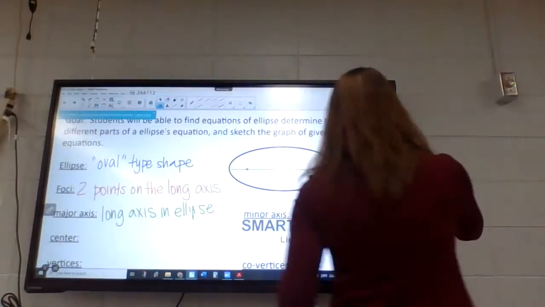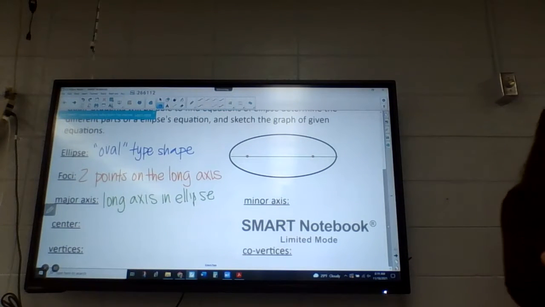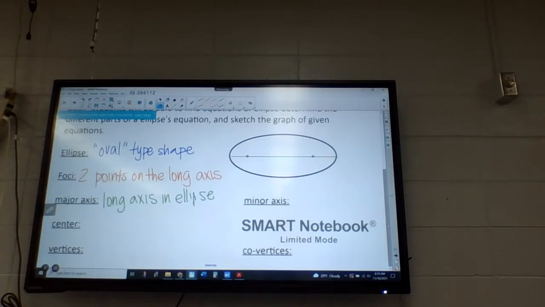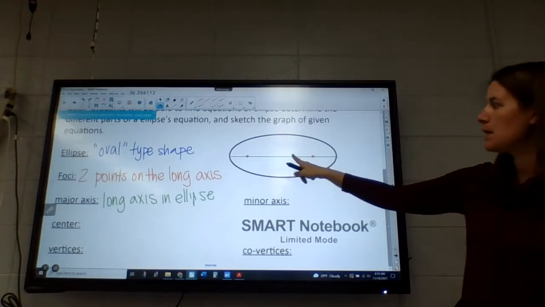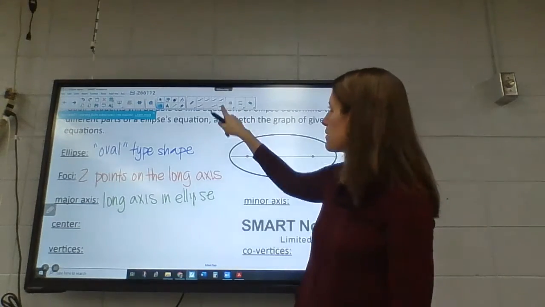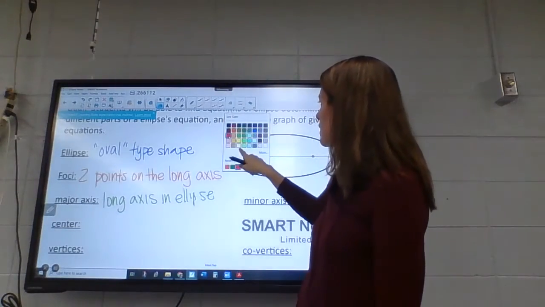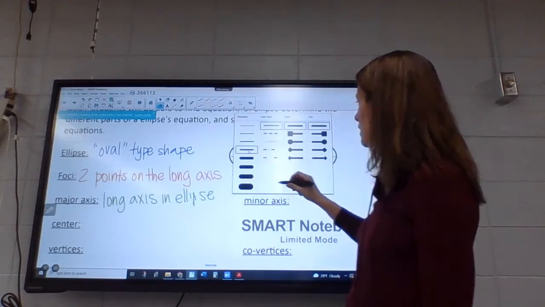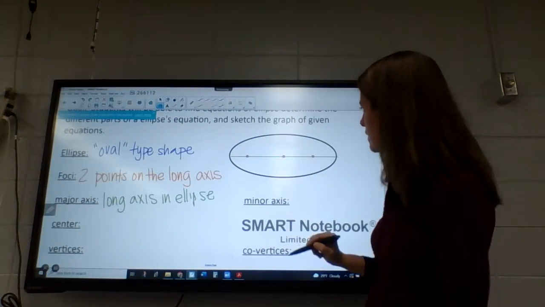Now, just like a circle has a center, there's still a center point, and that's going to be the midpoint of the major axis. It's going to be the center. I can try and eyeball that.